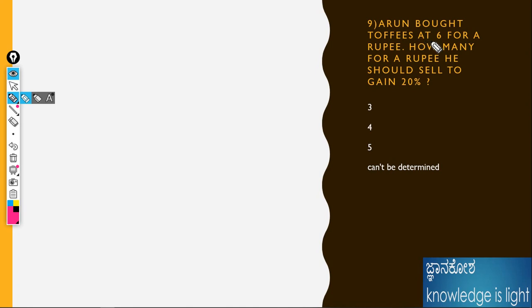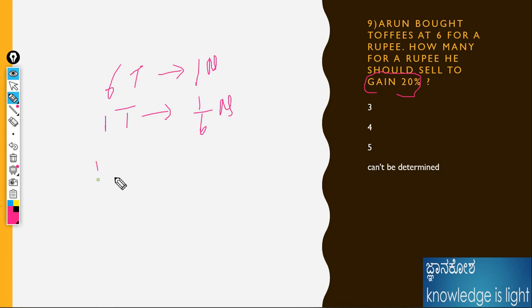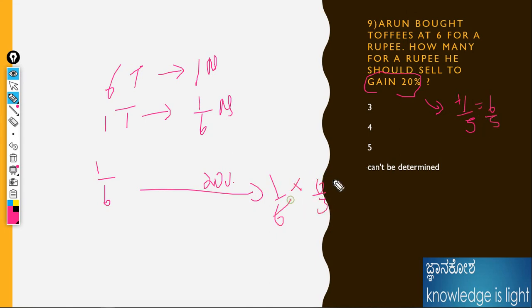Arun bought toffees at 6 for 1 rupee. The cost price is 6 toffees for 1 rupee, so for 1 toffee the cost is 1 by 6 rupees, isn't it? He gains 20% profit. 20% means 1 by 5, so the profit gives 6 by 5. Therefore, how many toffees should he sell for 1 rupee? 5 toffees. The answer is 5. This is one method, one way to solve this problem.